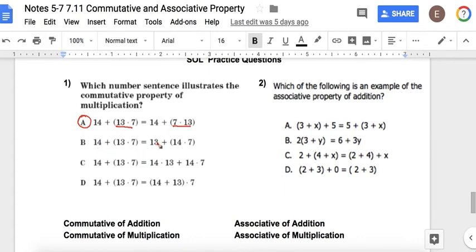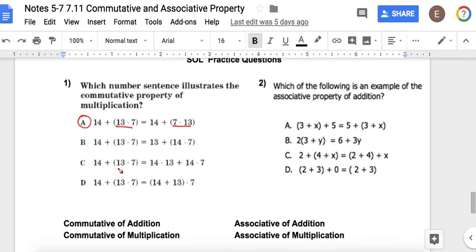Now this one, it's not all addition, or sorry, it's not all multiplication, and the 14 and the 13 change spots. Okay, but there's an addition sign in between them. So this is not anything.